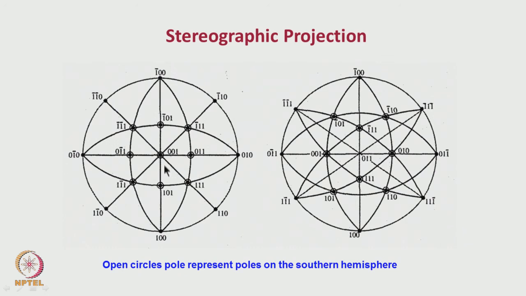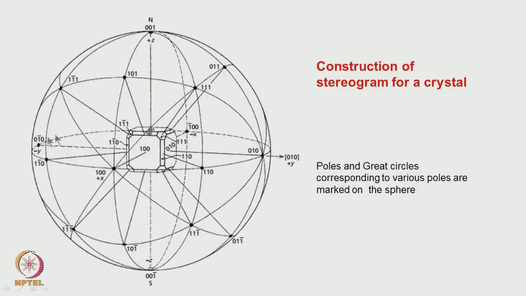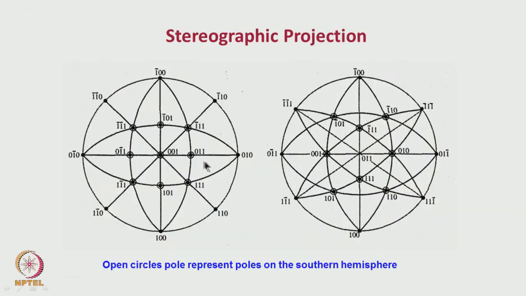As I mentioned earlier, instead of taking this plane, I can take this plane and look in this direction, and then also create a stereogram corresponding to this pole, 1 bar 1. Suppose I wanted to create a stereogram corresponding to 011.